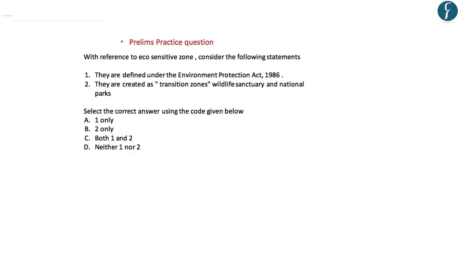Based on our discussion, here is a prelims practice question. Try solving this by pausing the video. We will discuss its answer after 5 seconds.